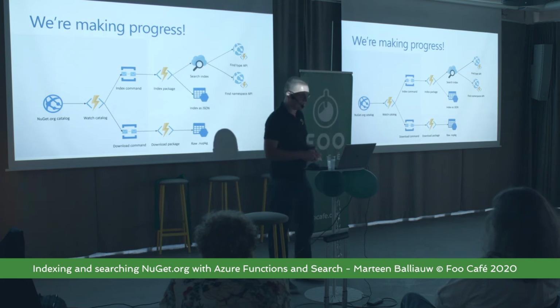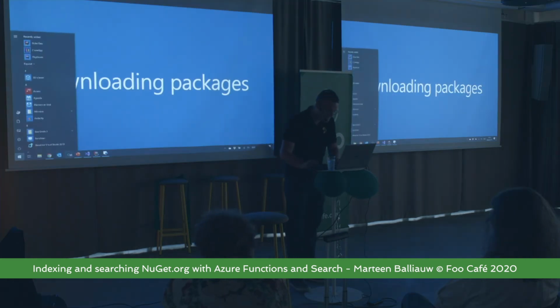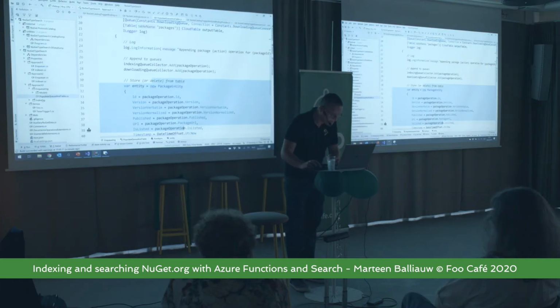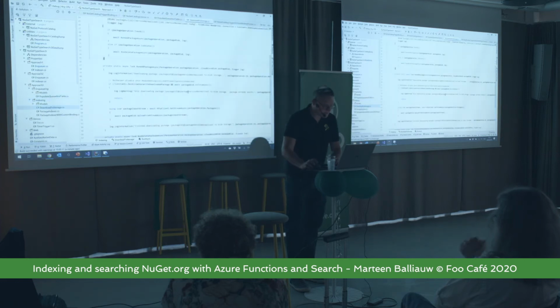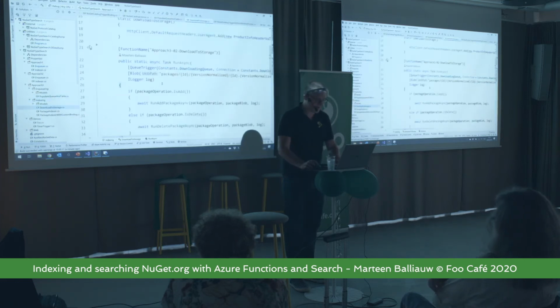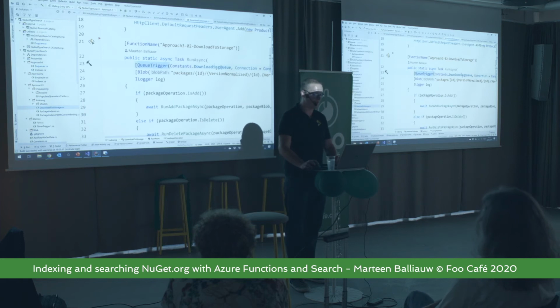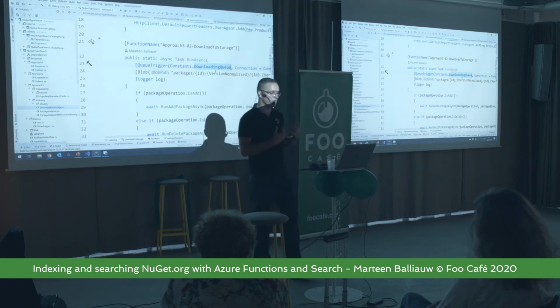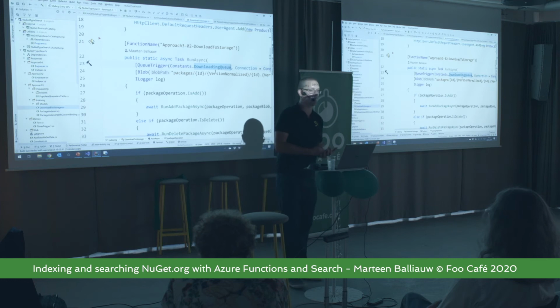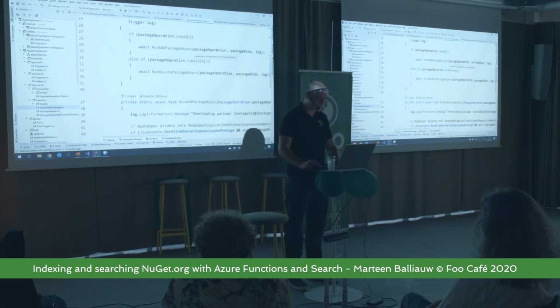Now let's look at indexing package. Actually, let's look at downloading packages first because that's going to be much simpler, right? Downloading packages is something that we can do using a very simple function that again is triggered based on a queue. Whenever it sees a message appear in the downloading queue, we will start downloading a package. This code is definitely not rocket science because the message I get back from that queue is going to be a package operation. When it's an add, I will run this code.